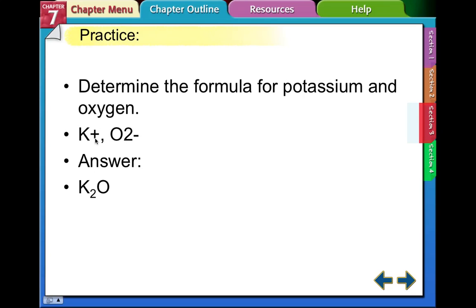Our oxidation numbers, our oxidation charges, must equal 0. We have 2 negatives on this side and 1 positive. That means for our final answer, we have to have a subscript 2 so that we have 2 positives, which will balance out the 2 negatives. So our final answer is K2O, and it is potassium oxide.